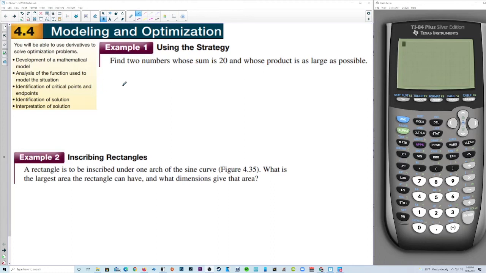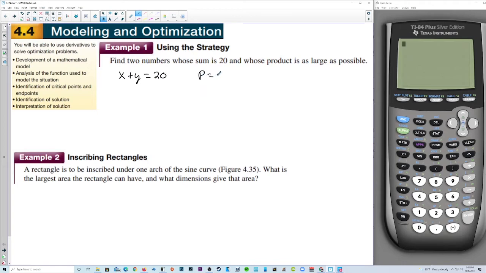This is section 4 for modeling and optimization. Example 1, find two numbers whose sum is 20 and whose product is as large as possible. So find two numbers whose sum is 20. So here's the first number, second number, and the sum is 20. And we want to maximize the product.